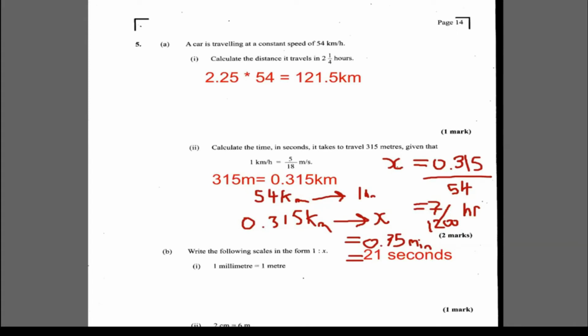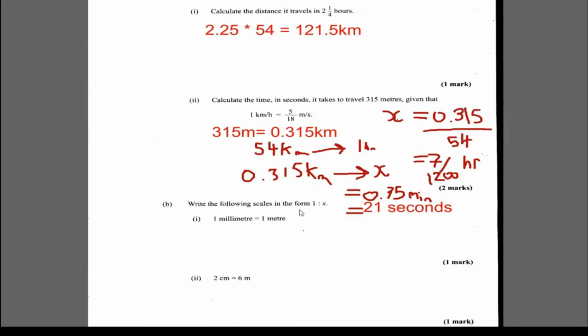Now it says write the following scales in the form 1 to x. Now 1 millimeter to 1 meter. In the form 1 to x, 1 meter is 1000 millimeters. So that's the ratio. That's how we write that. 2 centimeters to 6 meters. So it's going to be 2 to, now 6 meters is 600 centimeters. So that's 2 to 600.